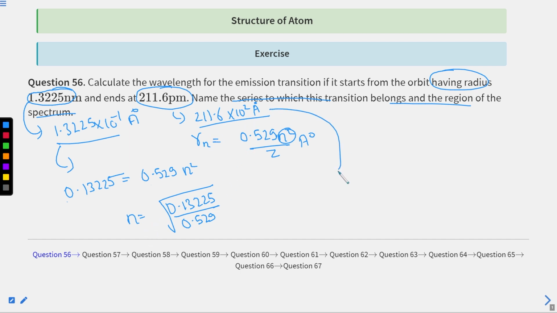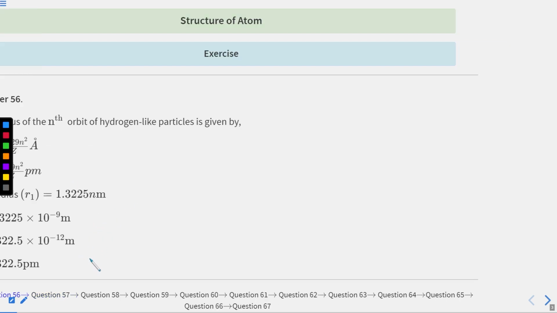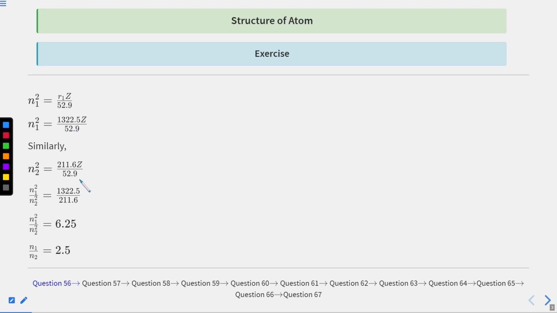Now we can calculate the second value from this. That would give us n as root under 1160 by 0.529. So we'll calculate the value of n for both of these. We have done the similar thing here. For radius 1, this is the value, and if you do the same thing for radius 2, that would give us 6.25. So n1 square is this one and n2 square is this one.